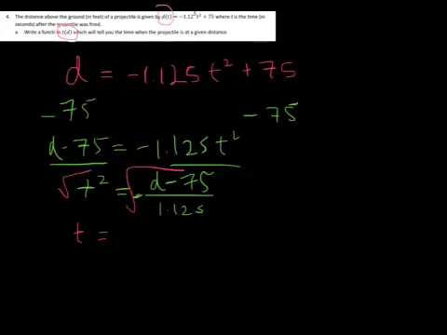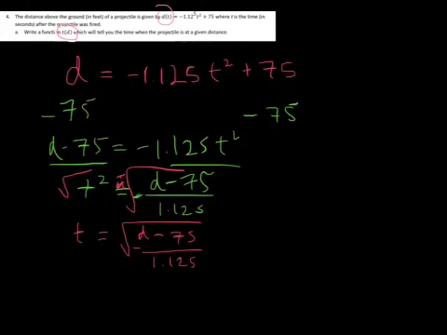And usually when I square root, I consider that I take both the positive and the negative version. But think about what we're doing here. That would kind of be saying that we would allow a negative time value, and that's not going to be something that we're really interested in, because we're only concerned with the positive time. So in this case, we actually can forget the negative and we'll just go with the positive. So t is the square root of d minus 75, all divided by 1.125, and there's a negative out front.